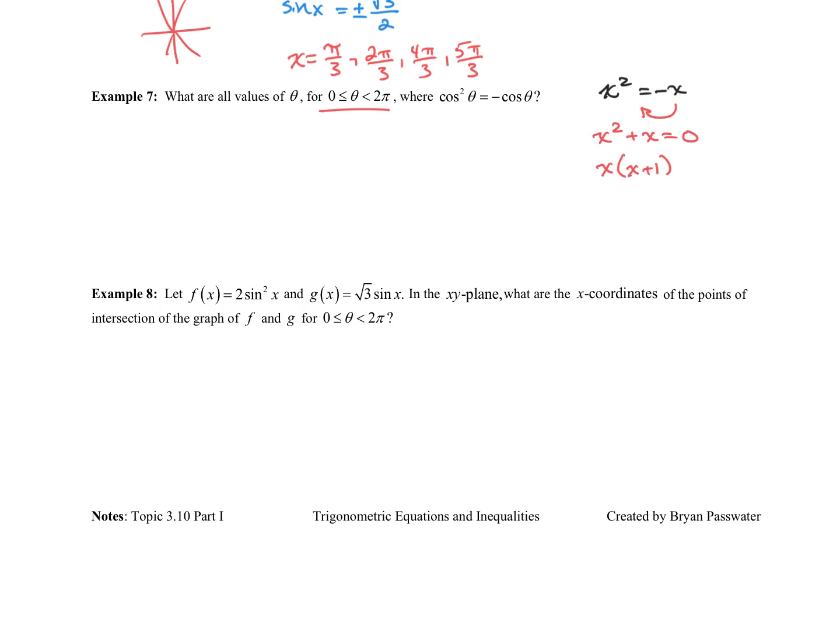x plus 1, right, is equal to 0. And just like we've done since Algebra 1, we use the zero product property. So I set x equal to 0, and I'd set this x plus 1 equal to 0. Okay, remember how to solve that back from Algebra 1 days?